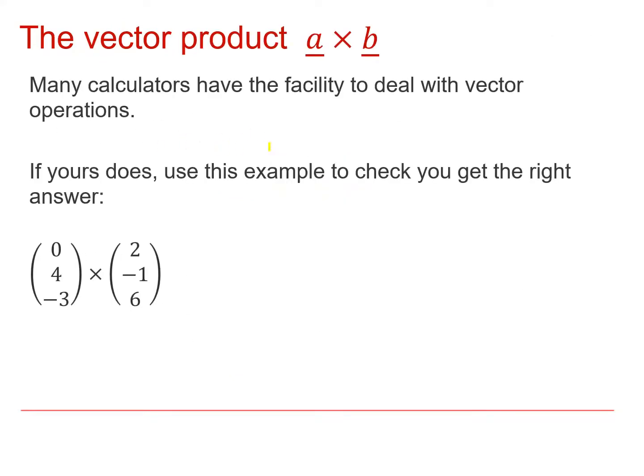Many calculators have a facility to deal with vector operations, and if yours does, then use this example and see if you can get the right answer. You might want to pause at this point before we reveal what the answer is. And what you should get from your calculator is 21, minus 6, minus 8.